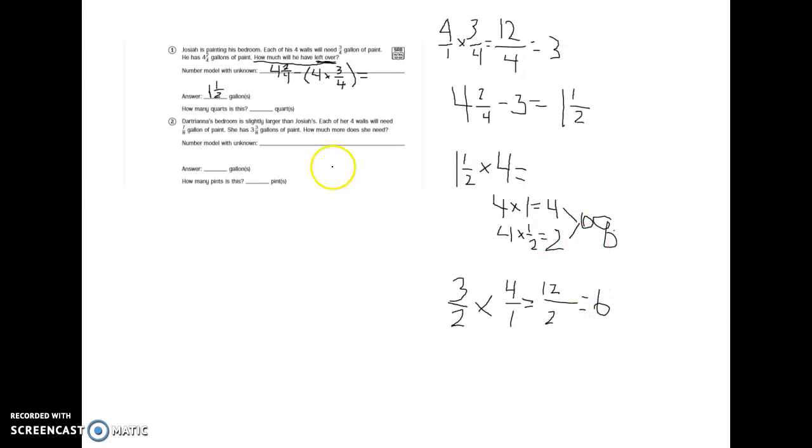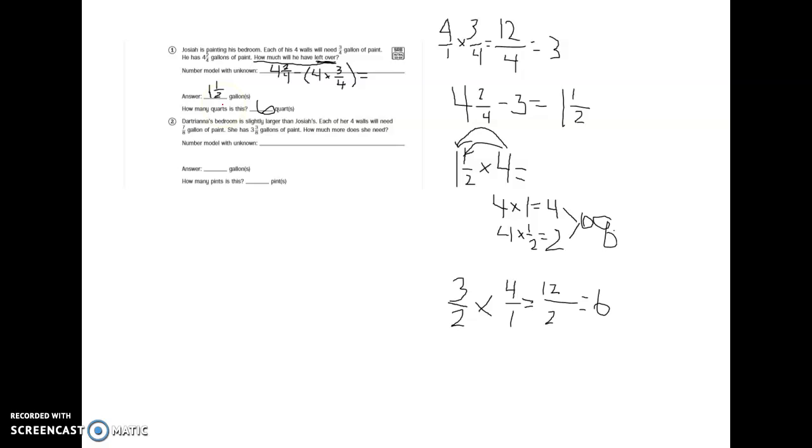So either way, it's going to get us to 6 quarts. It's just a matter of which way you prefer. So like I said, you can multiply the 4 by each part and then add them together, or you could turn your mixed number into an improper fraction.